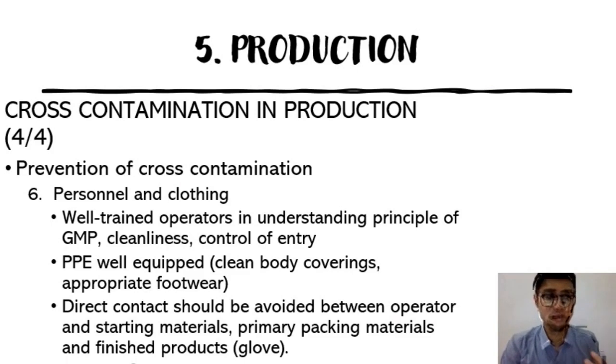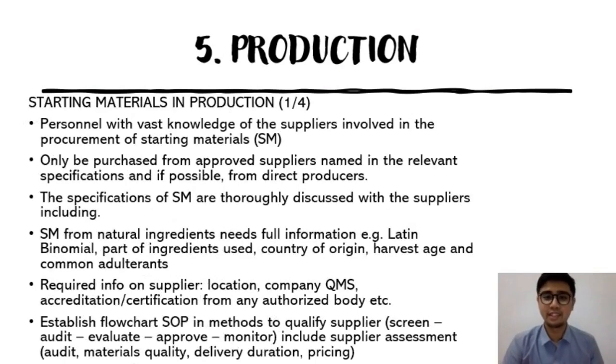Now we continue with the starting materials in production. Starting material is a raw material that is used in the manufacturing of a product. The handling and the procurement of the starting material must be done by well-trained personnel, and the starting material should only be purchased from approved suppliers with the correct specification, and it is highly recommended to purchase from direct producers. The specifications of starting materials and purchase policy should be properly discussed with the supplier.